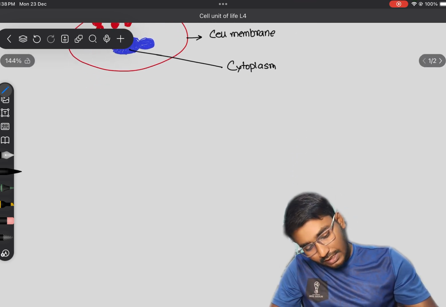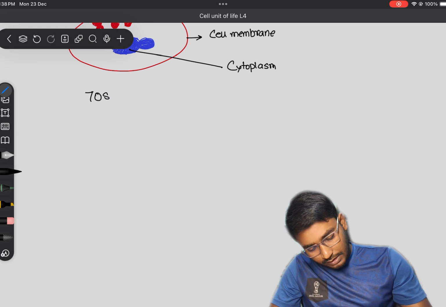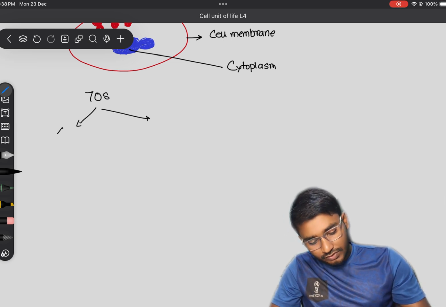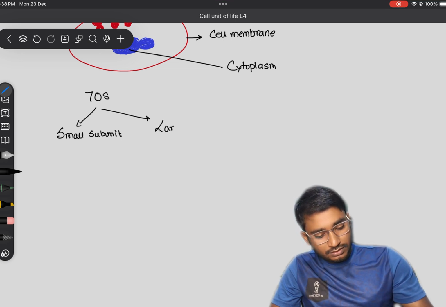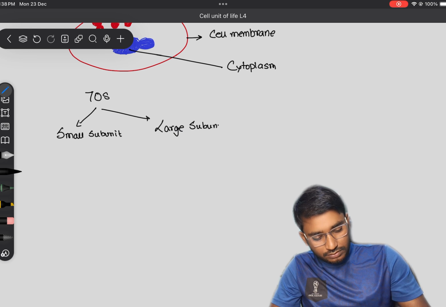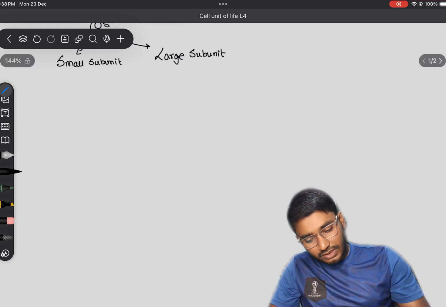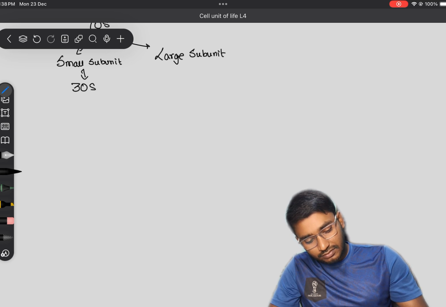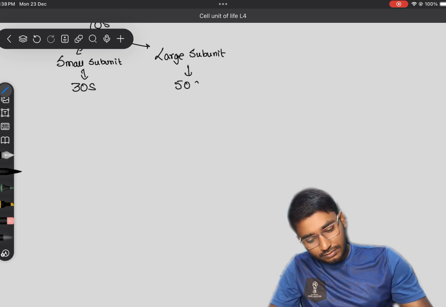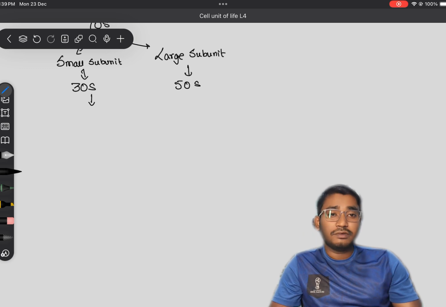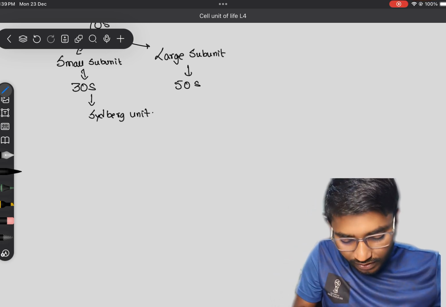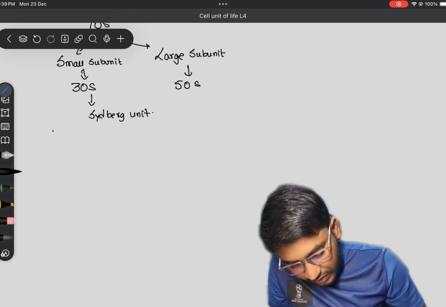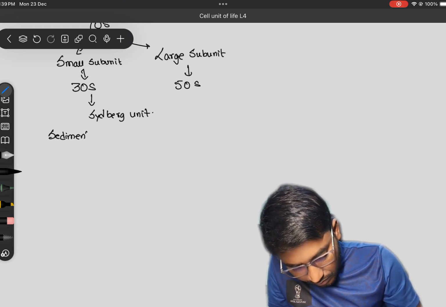Okay, in 70S, there is a small subunit and a large subunit. The small subunit is 30S, the large subunit is 50S. S is what I have said: the Svedberg unit. Now, the sedimentation coefficient. What is the sedimentation coefficient?